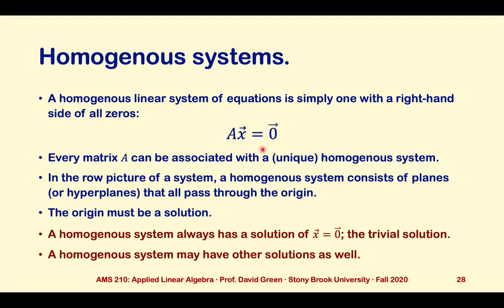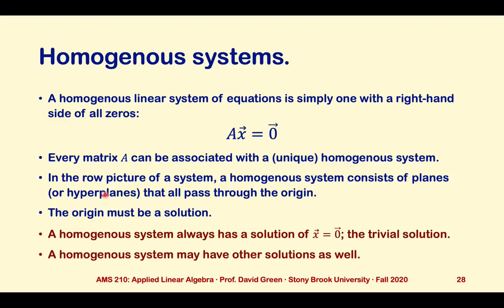If we think about what a homogeneous system means geometrically, in the row picture of a system, the system is represented by a set of planes or hyperplanes. What's unique about a homogeneous system is that all those planes pass through the origin. What this means is that if all of the planes or hyperplanes pass through the origin, there has to be a point of intersection. It has to be a solution.